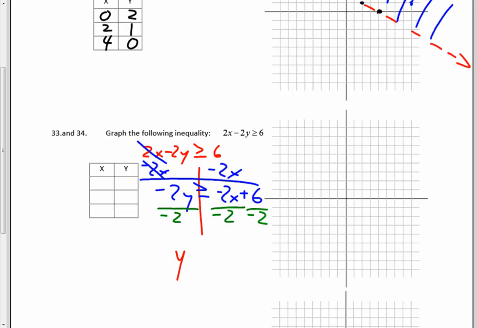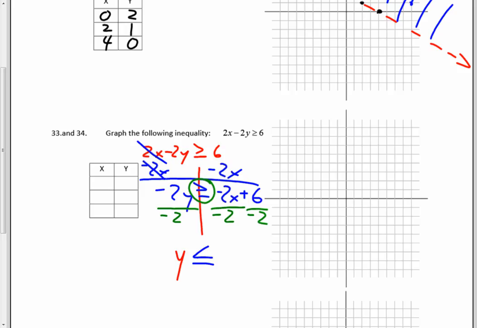Take a look at it. As soon as you see this, at the same time, circle that. If you divide by a negative, or multiply by a negative, you've got to reverse the symbol. So now it's not pointing to the right. Now it's pointing this way. Reverse it.